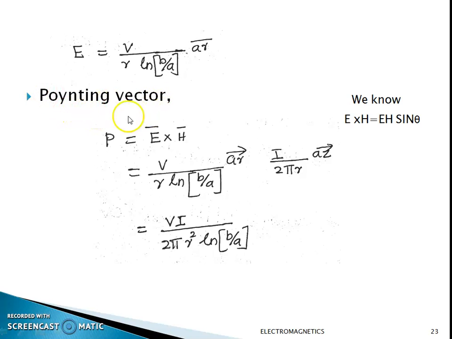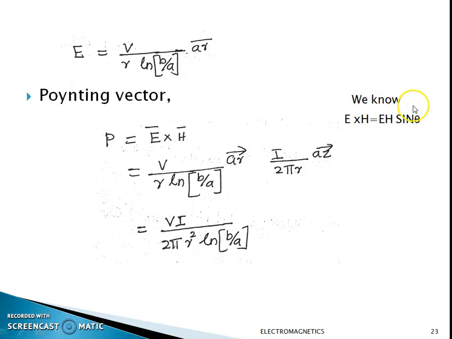We know the value of Poynting vector. According to the Poynting theorem, the power flow at a point is equal to the cross product of E and H. That is P is equal to E cross H. Let us consider the power of a small area ds here. Then we are taking P is equal to integral A to B E cross H ds.